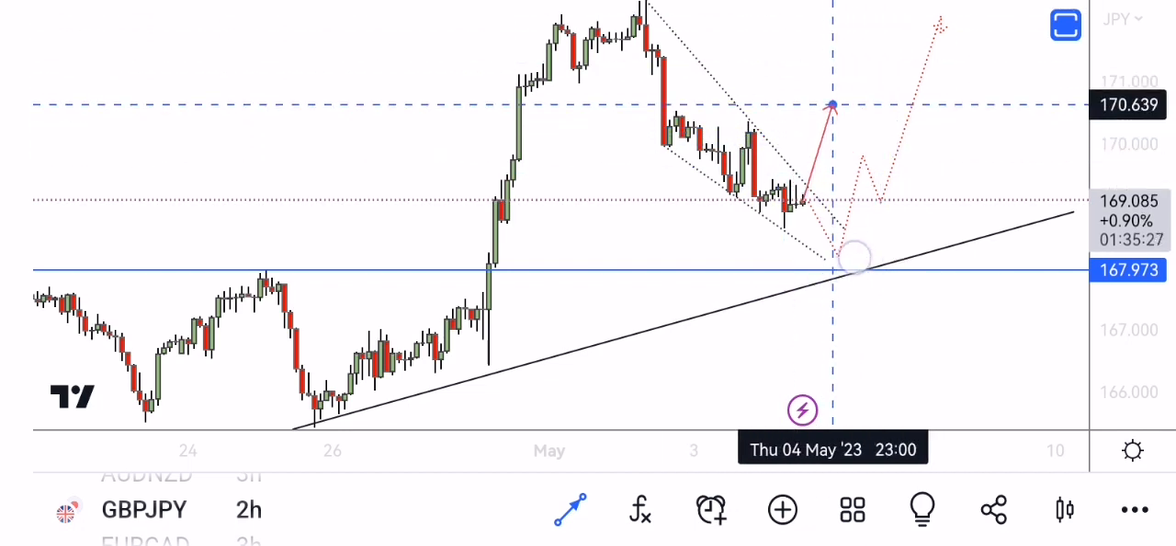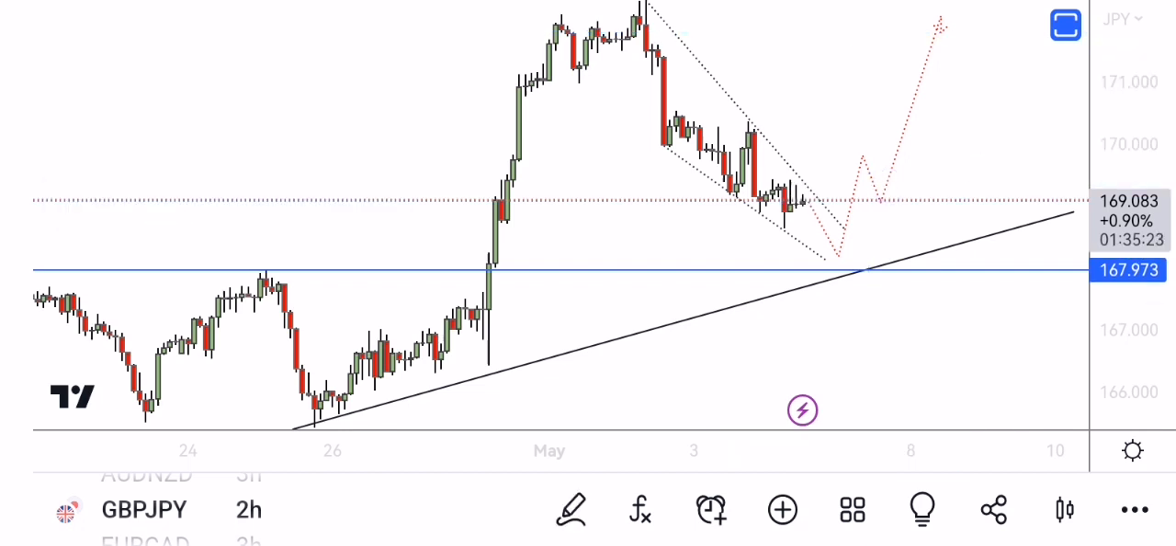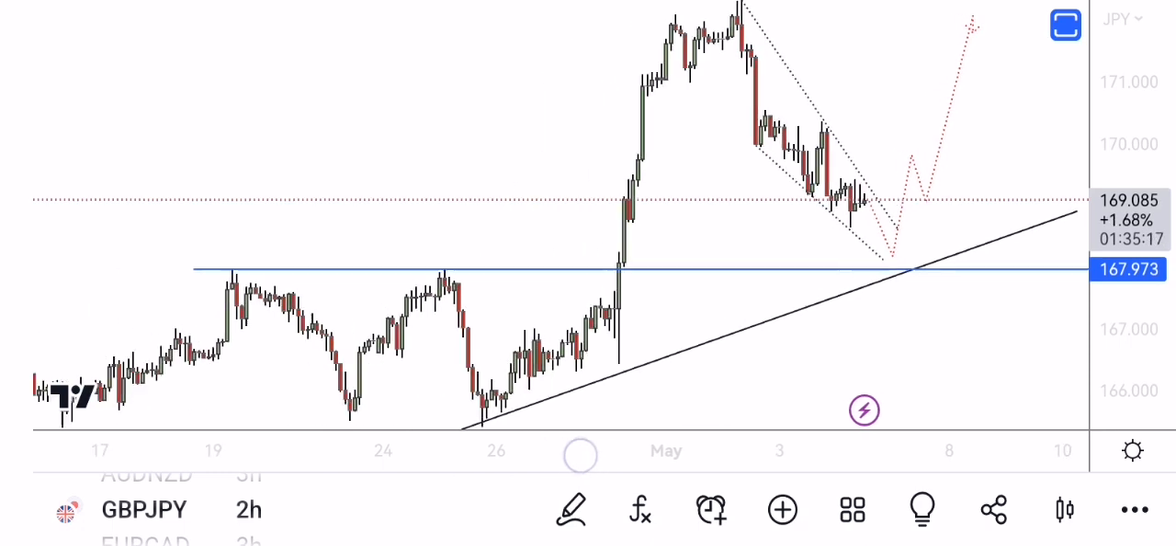But I will keep you guys posted and updated as to what it is that I'm looking for. But I'm not in this trade as yet. I'm just going to wait for the market to play out and see what actually happens. Right, so this is the GBPJPY.